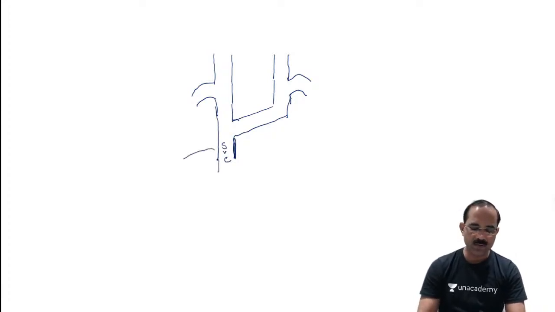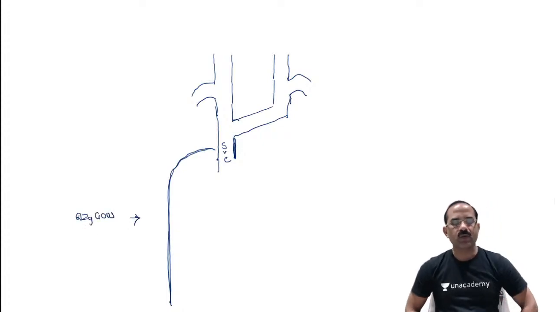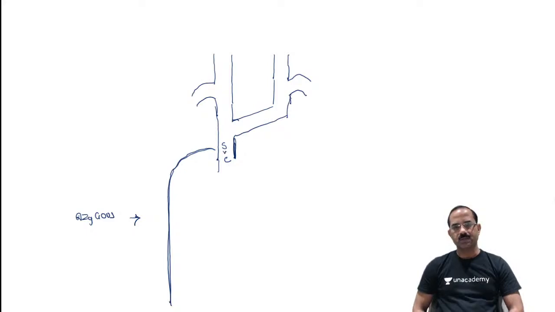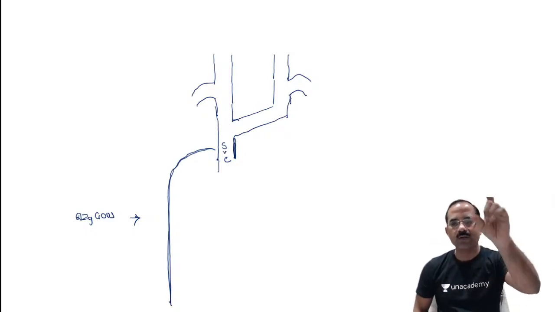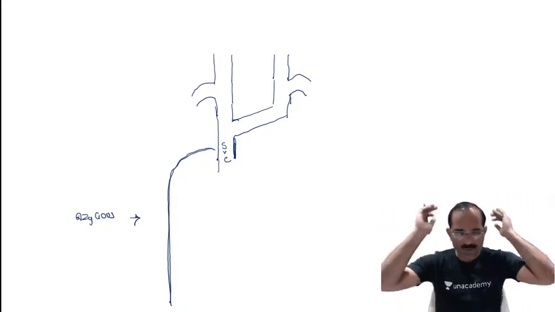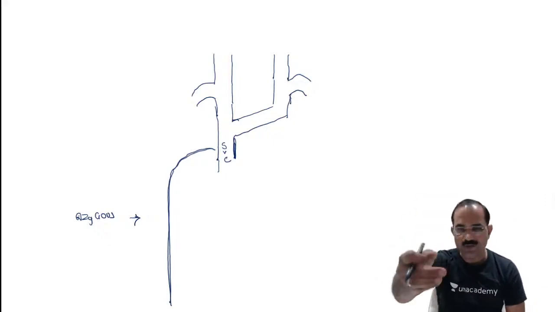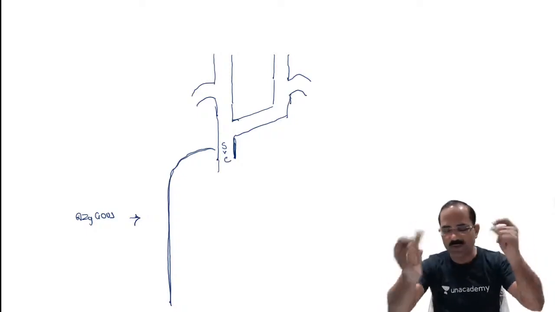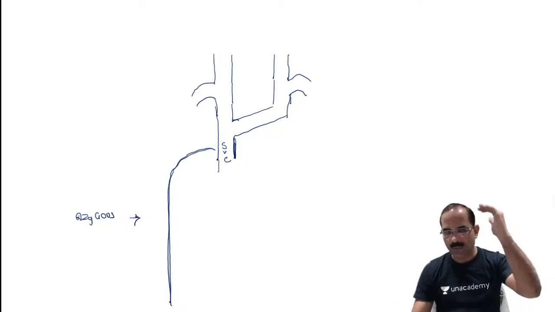And what opens into this SVC is this vein. Who is this? Azygous. That's the azygous vein. So the azygous vein opens into the SVC, and this azygous vein arches over the hilum of the right lung. Remember this, students. And the structure which arches over the hilum of the left lung is the arch of aorta. You should be quick with this. Arch of aorta, left lung. Azygous vein, right lung.